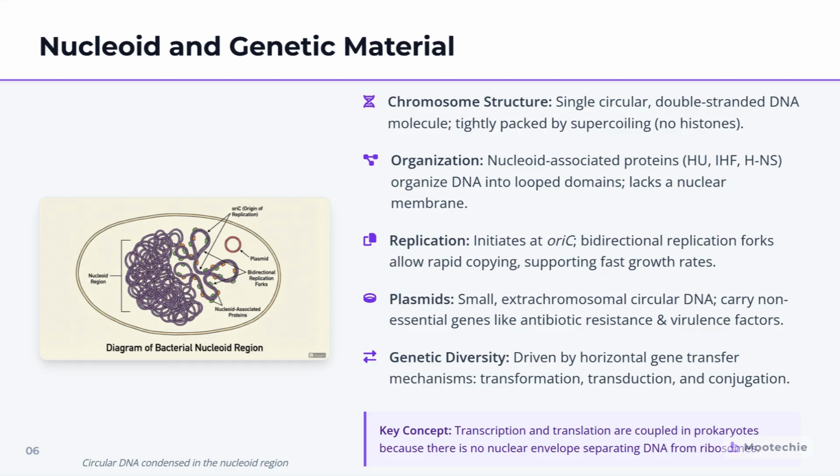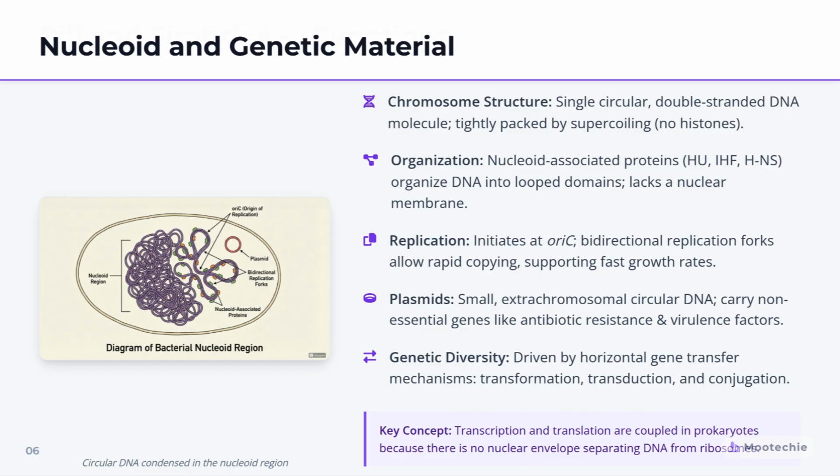Genetic diversity. This is driven by horizontal gene transfer mechanisms: transformation, transduction, and conjugation. Bacteria can share genes with each other even across species. Key concept. Transcription and translation are coupled in prokaryotes because there is no nuclear envelope separating the DNA from the ribosomes. This allows for immediate protein production from new genetic instructions.